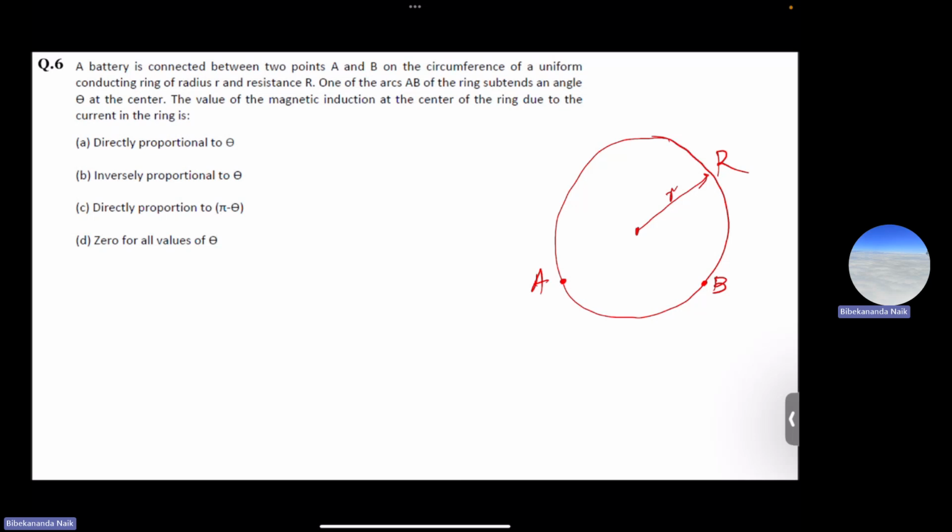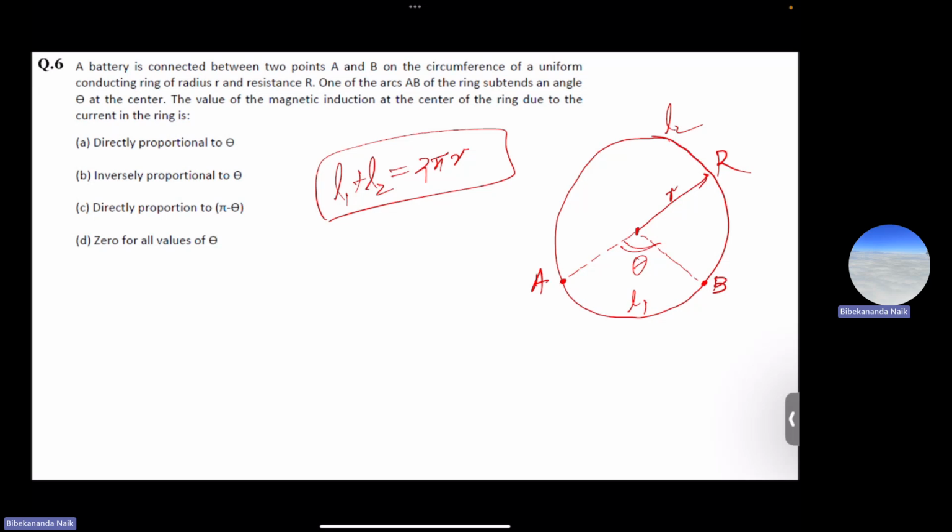One of the arcs AB of the ring subtends an angle theta at the center. Suppose this is the angle theta at the center. We need the value of the magnetic induction at the center of the ring due to the current in the ring. Suppose this portion AB subtends an angle theta and the length is L1. So this is L1, this is L2, and L1 plus L2 equals 2 pi r.